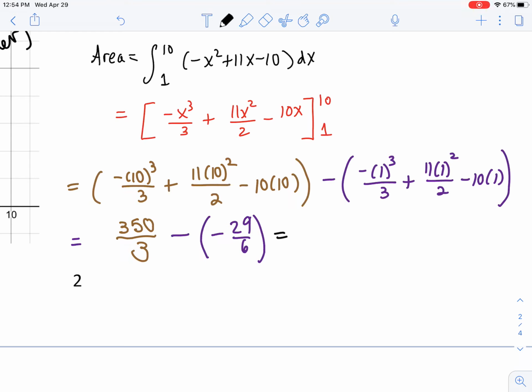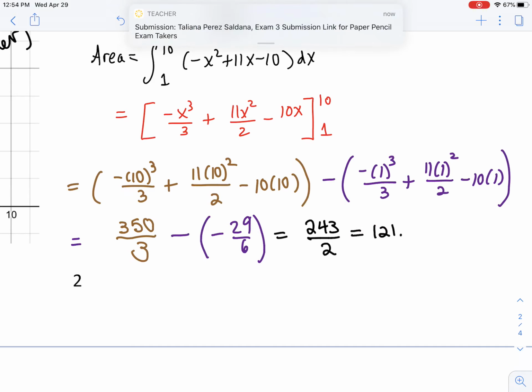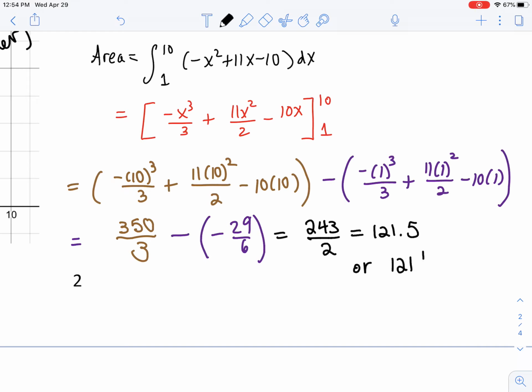Okay? So let me go ahead, we're going to end up adding them, huh? So add 350 over 3 plus 29 over 6. And that comes out to be 243 over 2. Or in decimal, if you want to convert that into a decimal, it is 121.5. Or in a mixed number, if you want to give me the mixed number too, or 121.5. Okay, so that is it.